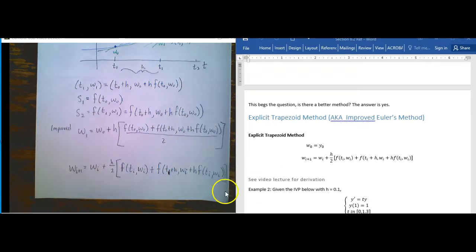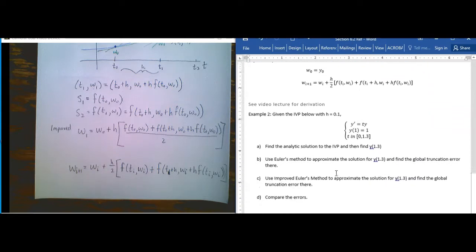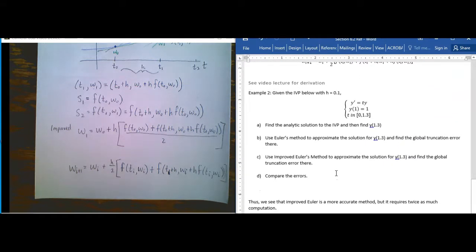All right, so let's look at an example. Example 2 says, given the initial value problem below with h equal to 0.1, we want to find the analytic solution to the initial value problem, and then find the solution at 1.3. Then we're going to use Euler's method to approximate the solution, and use improved Euler's method to approximate the solution, and then compare the errors.